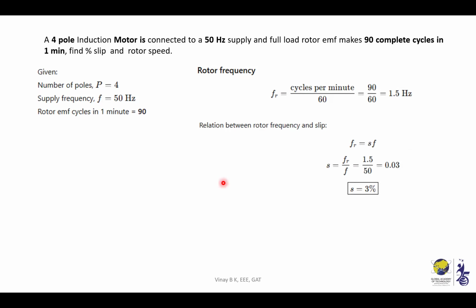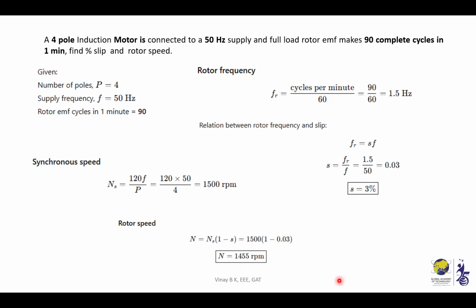And rotor speed is nothing but N. To calculate N, you should know the value of Ns also. Calculating Ns, 120 F divided by P, you get 1500 RPM. Then N is given by Ns into 1 minus S, and we'll get 1455 RPM. So this is about the three-phase induction motor.